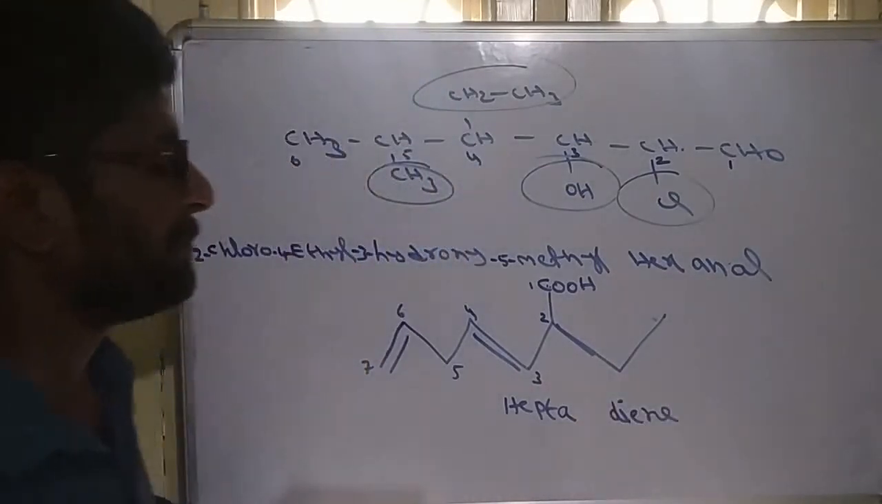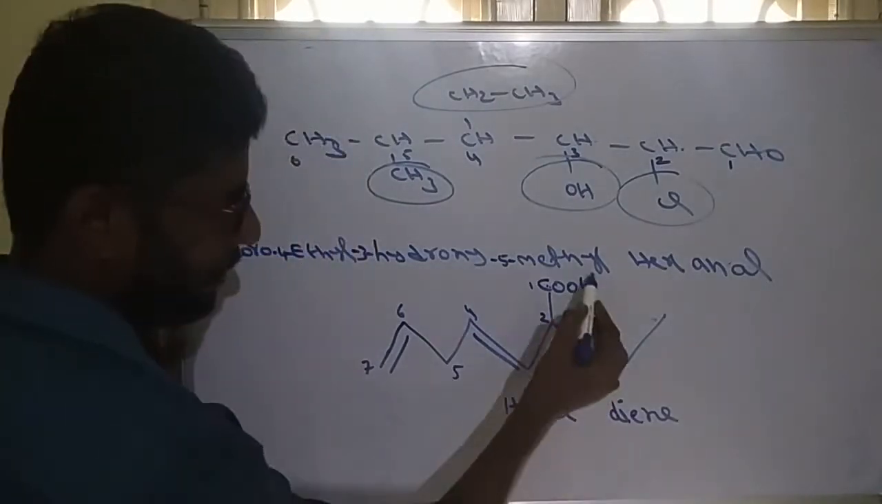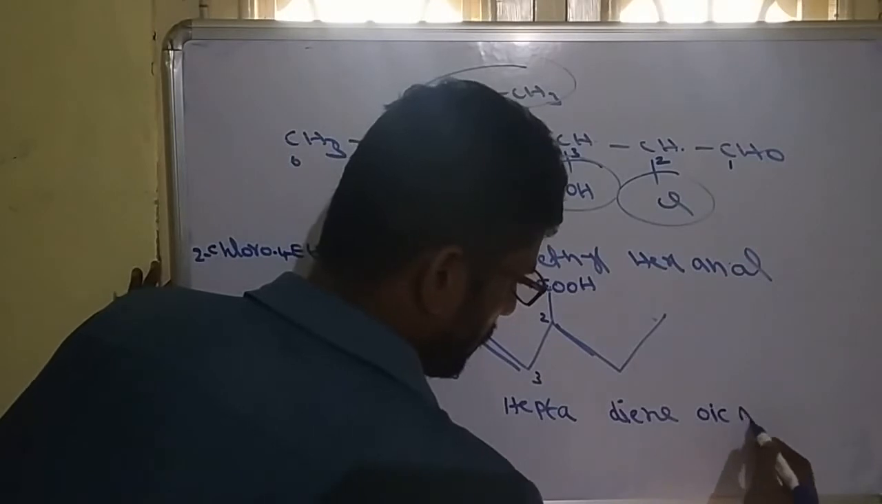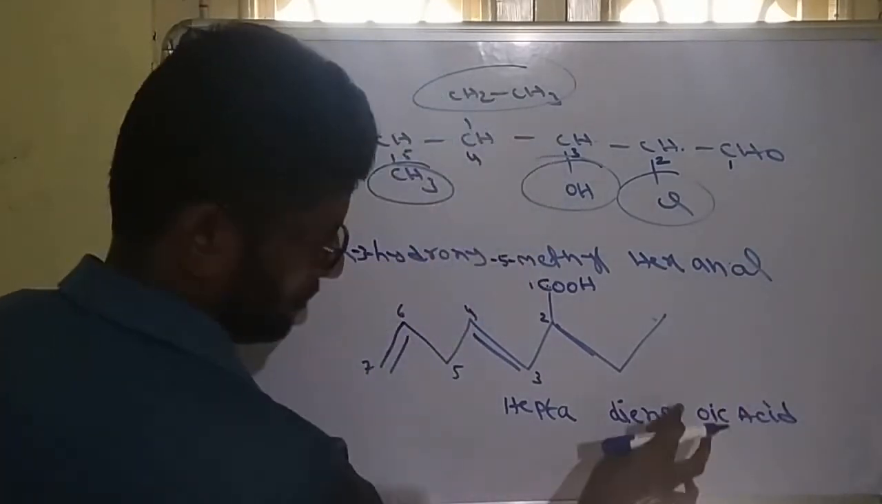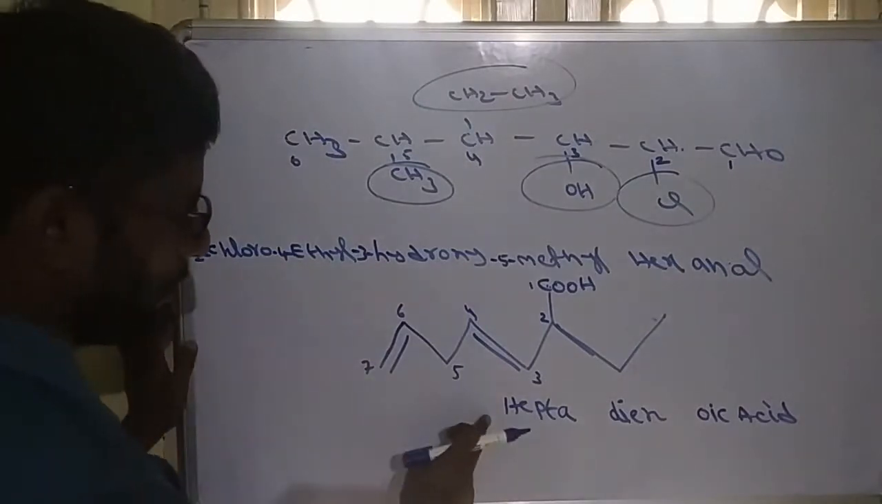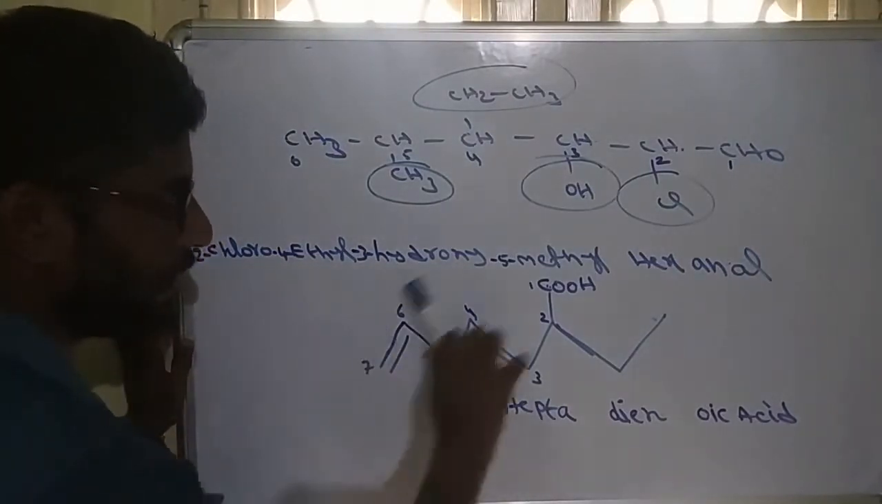diene. After that, secondary suffix, the functional group. So only one functional group, COOH, is there. So COOH name is oic acid. So this e we can remove. Dienoic acid.